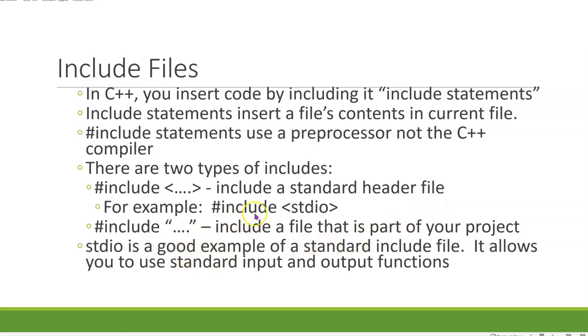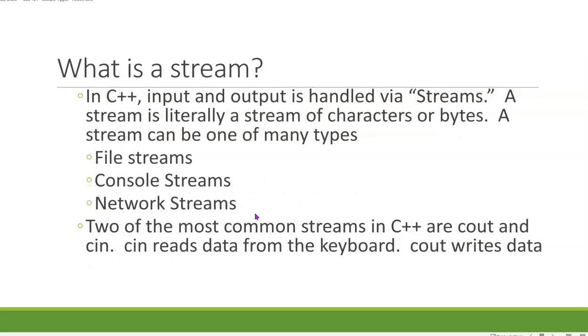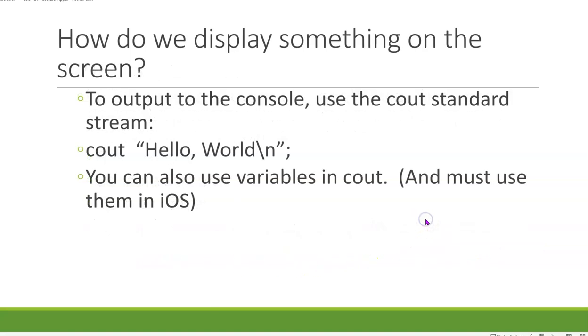It allows you to use standard input and output functions from iostream. In C++, we have the concept of a stream. A stream is input and output. A stream is literally a stream of characters or bytes. A stream can be one of many types: a file stream, a console stream, a network stream. Two of the most common streams we'll talk about are cout and cin. Those are the names. Cin, console in, reads data from the keyboard. Cout writes data to the console.